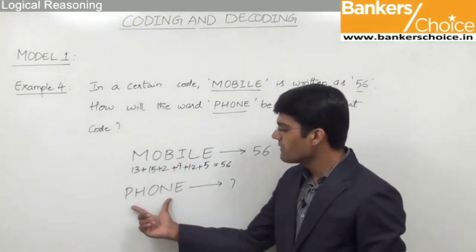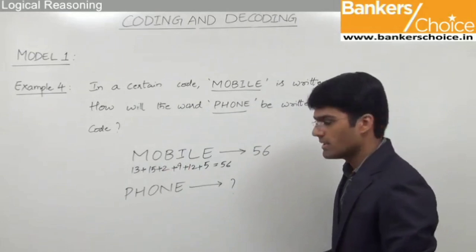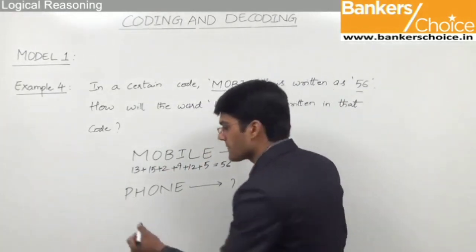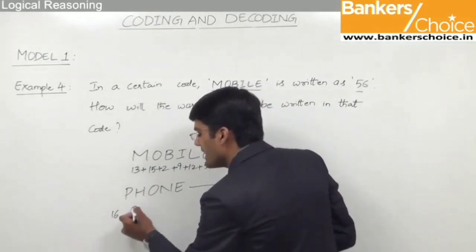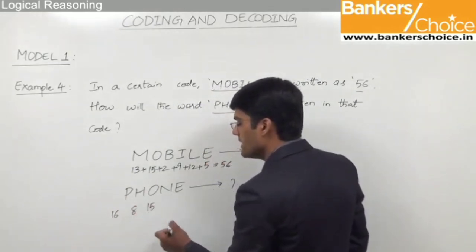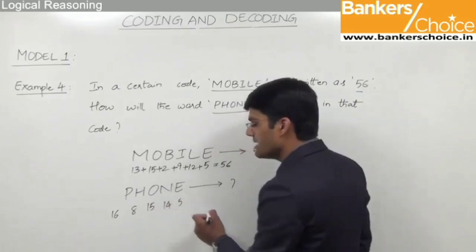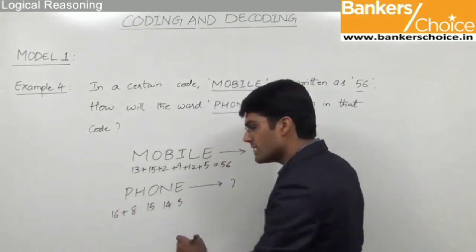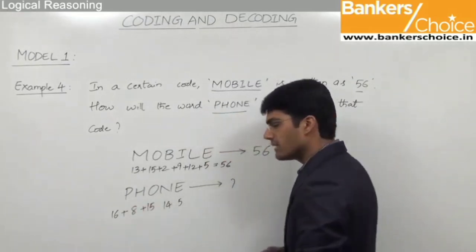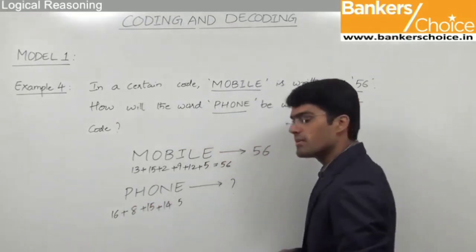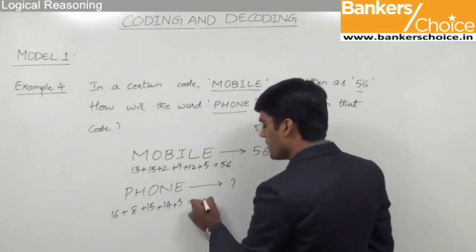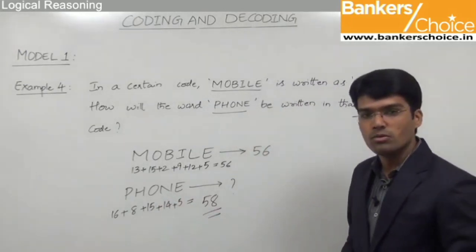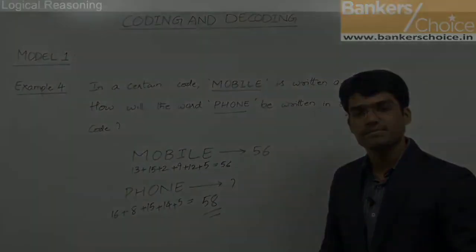So the same thing needs to be done for the word phone to get the answer. As I told you, you need to remember the position of all these letters. P is the 16th letter, H is the 8th letter, O is the 15th, N is the 14th, and E is the 5th letter. So let us now add the positions here. 16 plus 8 is 24, plus 15 is 39, plus 14 is 53, and plus 5 will be equal to 58. So we can say that the code for the word phone should be 58.